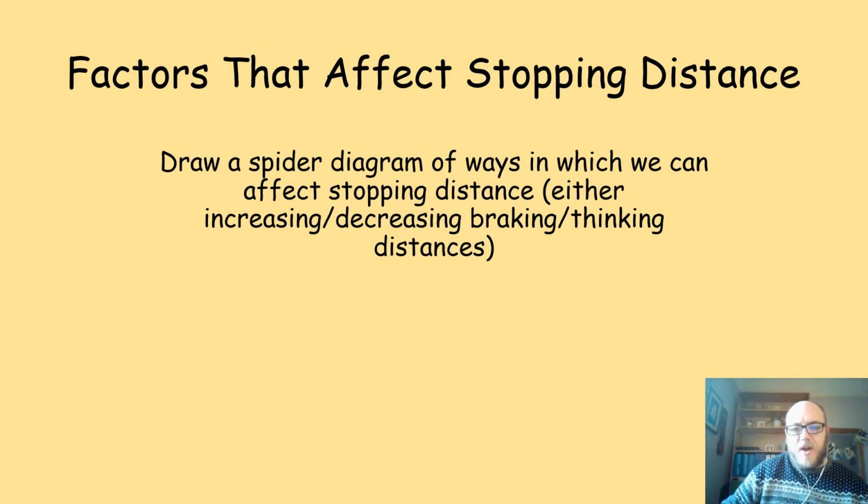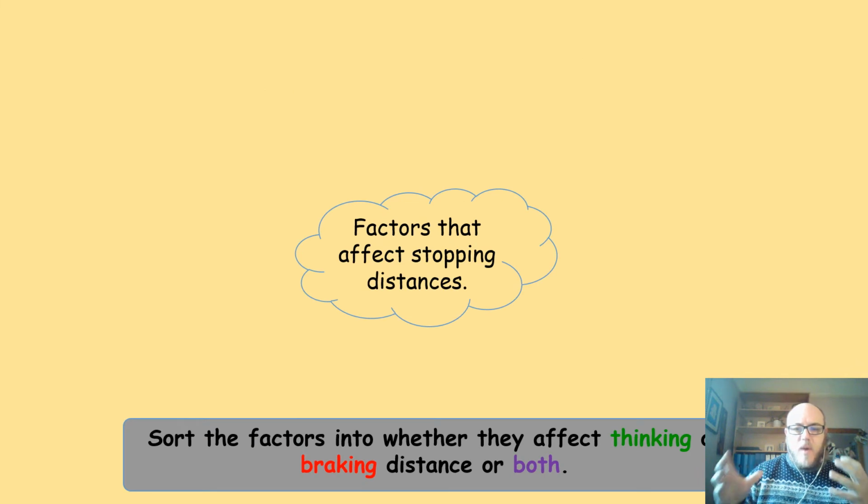So our spider diagram will look something like this. We have a thought cloud in the middle, factors that affect stopping distance. And what I'd like you to do, please, is just group them either by colour or by putting them in different sections of your map. Which ones affect thinking distance, which ones affect braking distance, and which ones can affect both. So pause the video, draw your mind map, and then come back.